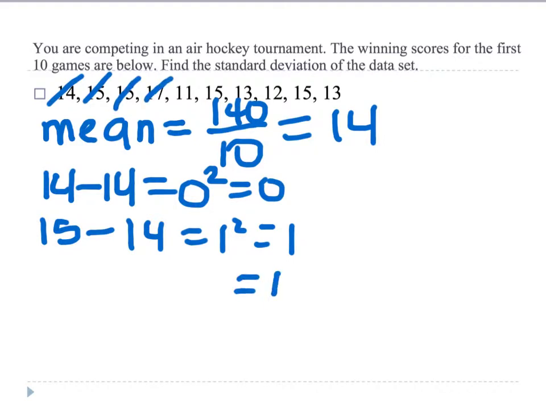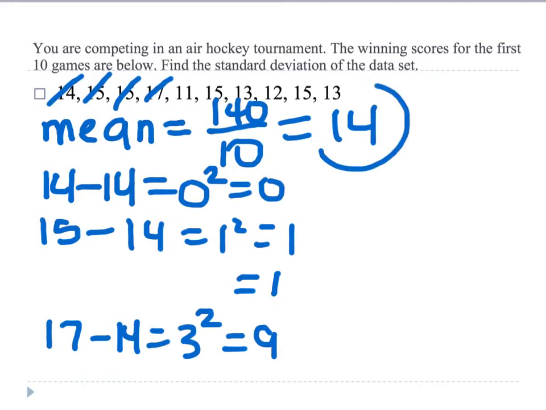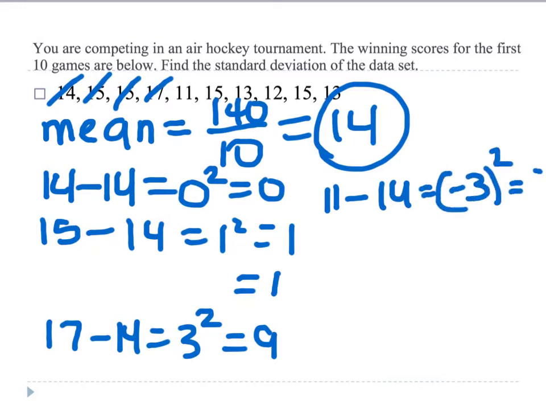Then we do it with 17. So 17 minus 14 is 3, and 3 squared is 9. Remember, we're getting this number 14 from our mean here. Then we do it with 11. So 11 minus 14 is negative 3, but when you square negative 3, you get positive 9. We already did 15, so 15 is 1.